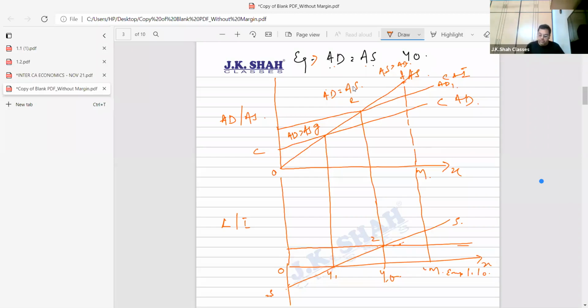This level of income, student, right? Y2, this is Y1, this is Y0, this is point E, this is point G, this is point F.